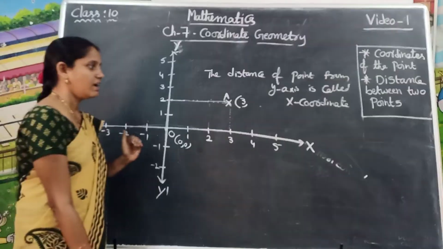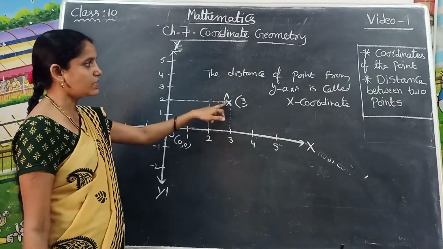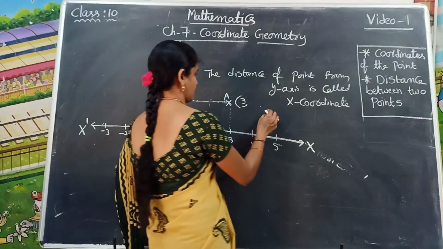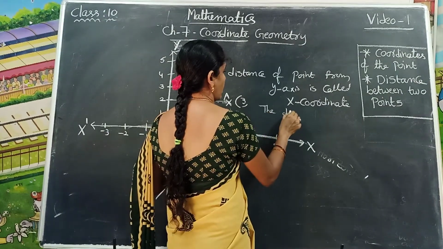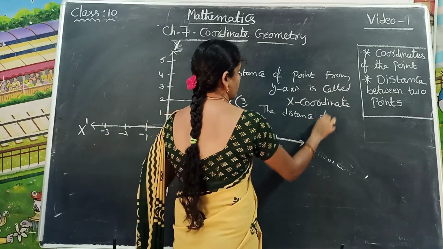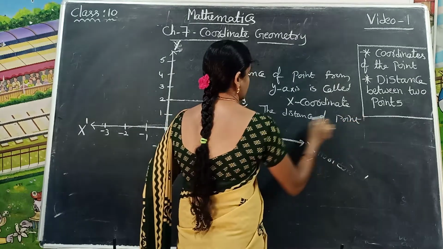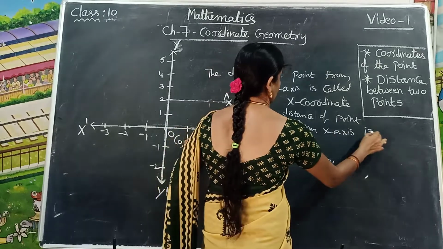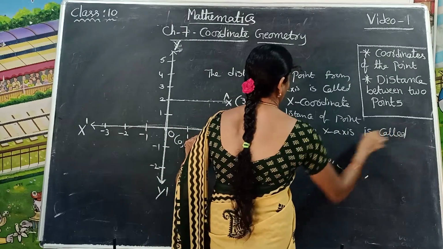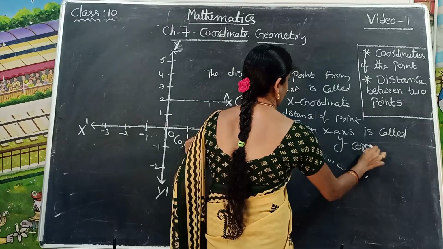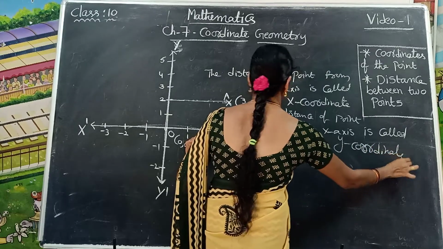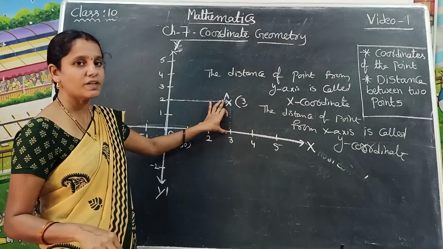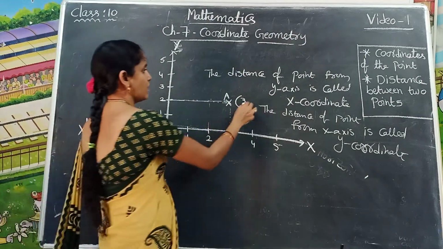In the same way, A is at a distance of 2 units from the x-axis. The distance of a point from x-axis is called y-coordinate. So here A is at a distance of 2 units from the x-axis. So it is called y-coordinate.